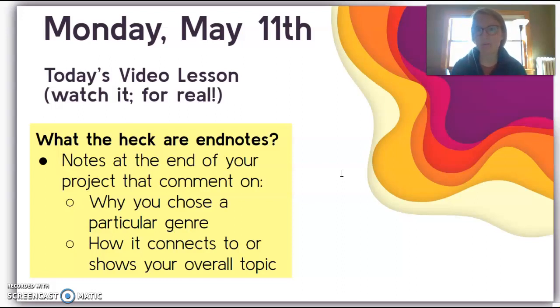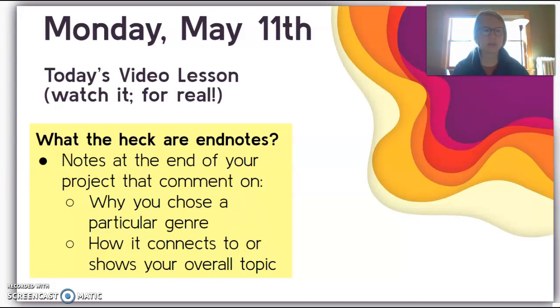Raise your hand if you have ever heard of Endnotes before. Okay, what the heck are Endnotes? They are things that people will put at the end of a book or the end of an article. They're little notes, little comments, explaining why you did what you did. So why did you choose a particular genre? And how does it connect to or show your overall topic or theme? I'm going to teach you how to do endnotes right now.